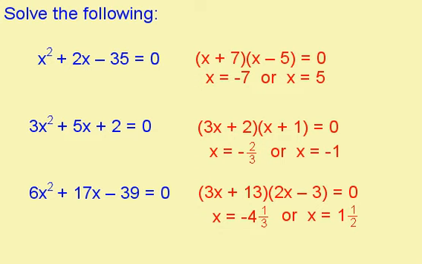These are the answers you should have got. On this last one, remember that minus 13 over 3 is equivalent to minus 4 1/3, and 3 over 2 is equivalent to 1 1/2.